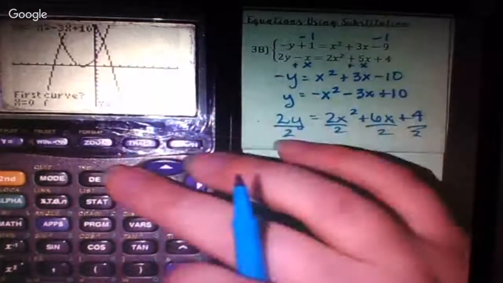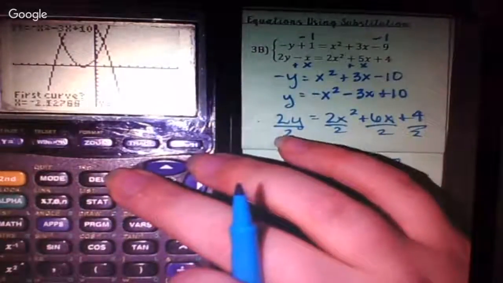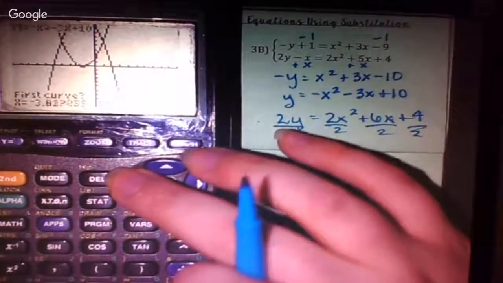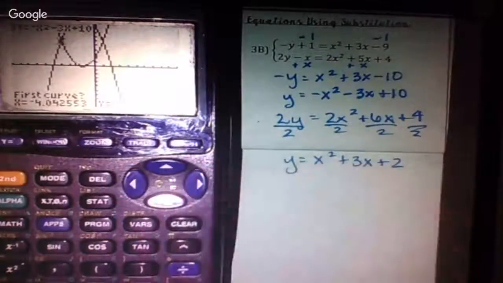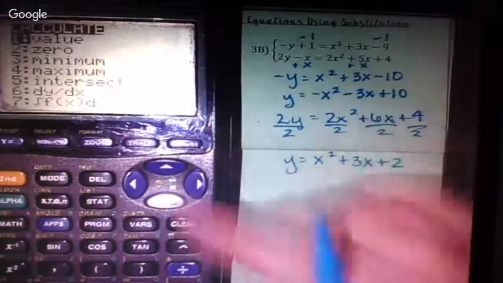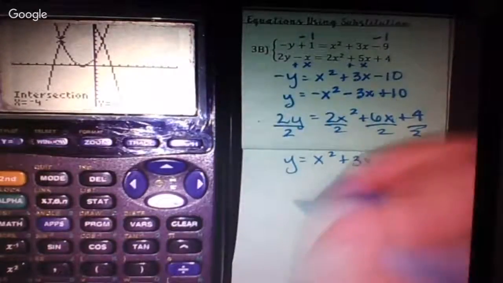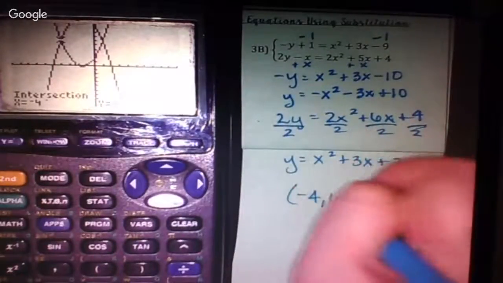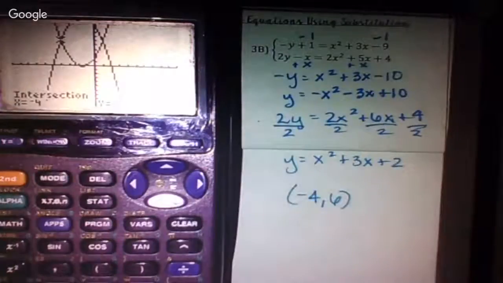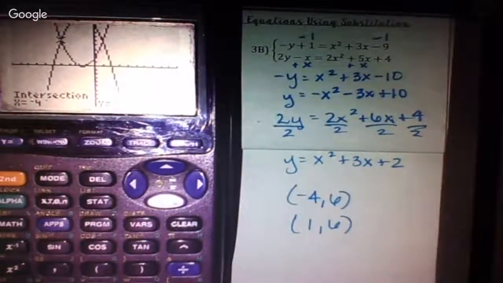If I calculate an intersection, whoops, I totally just hit the wrong button. Second, calculate. Choice number 5, enter, enter, enter. So we got -4, 6. You said 1 and 6? So -4 and 6, 1 and 6.